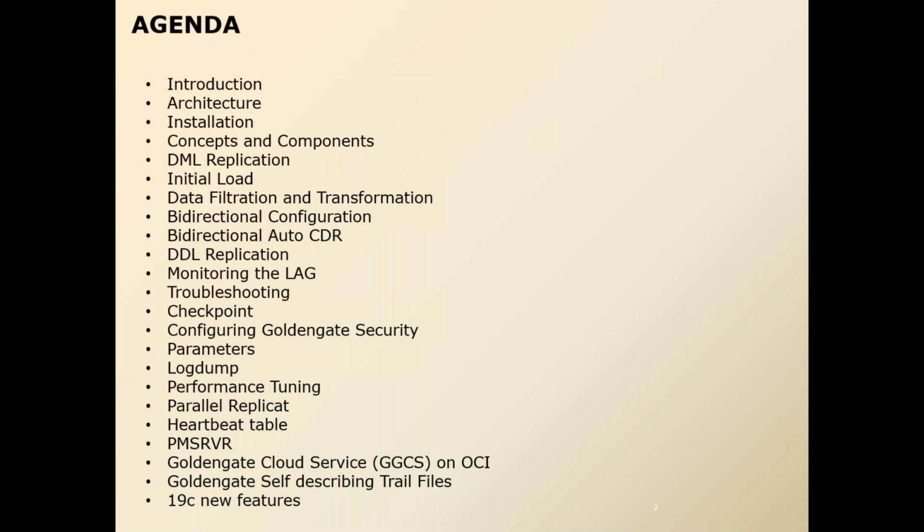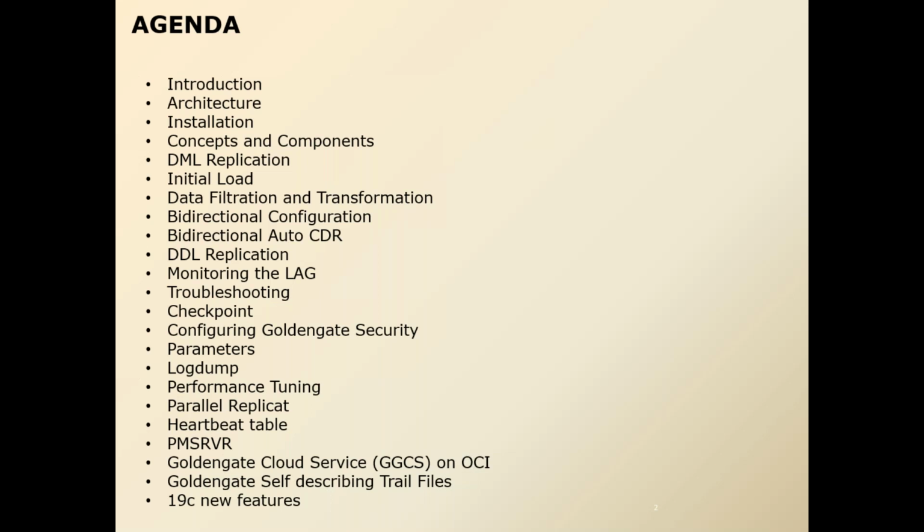Then data filtration and transformation: how to filter out the data and transform the data using Golden Gate. Bidirectional configuration we'll be discussing. We are also going to discuss the latest features of Golden Gate like bidirectional auto CDR, heartbeat table, performance metrics. DDL replication we'll discuss, how to monitor the lag, troubleshooting, performance tuning. These are covered in detail during the training. Then what is Golden Gate checkpoint?